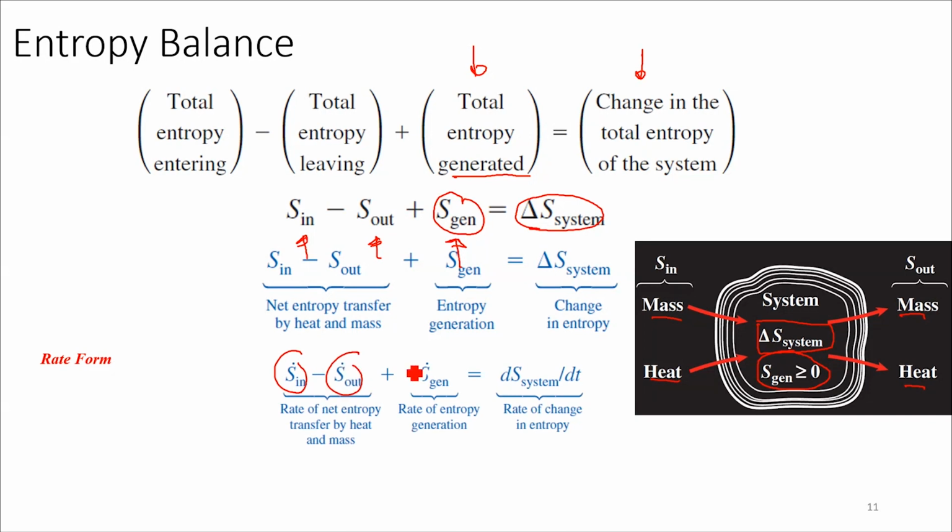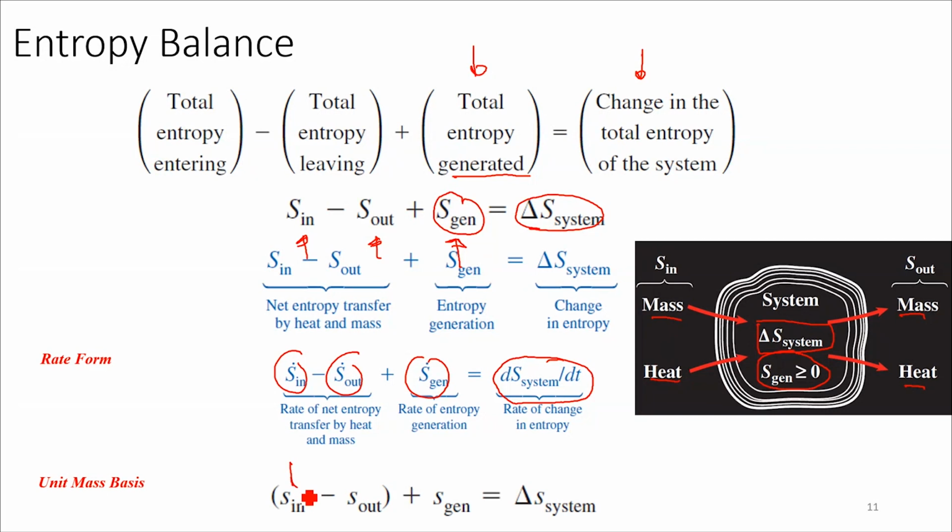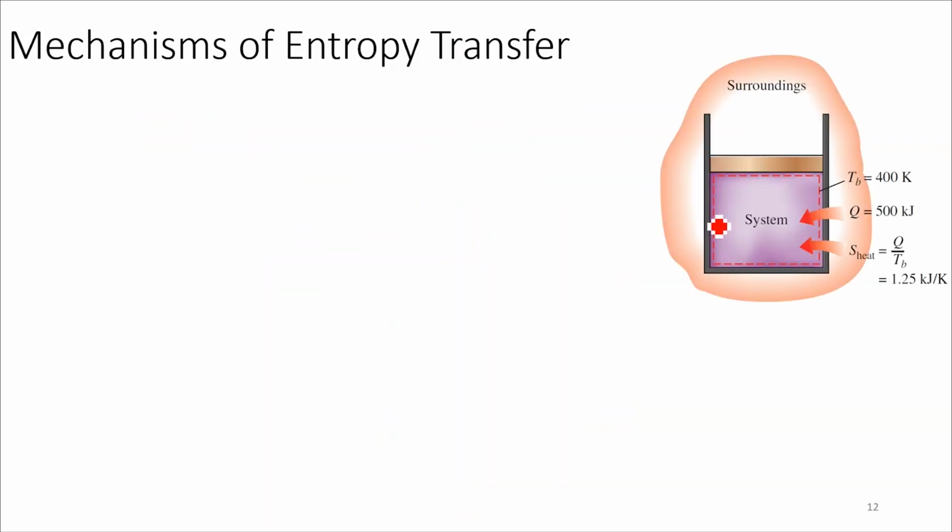S dot in, S dot out, S dot generation would contribute towards change in entropy of a system per unit time. You've already seen this. You can also specify in terms of per unit mass. Small s in, s out, s gen would contribute towards change in entropy of a system per unit mass. Mechanisms of entropy transfer: the very basic mechanism known to you is the heat transfer mechanism.